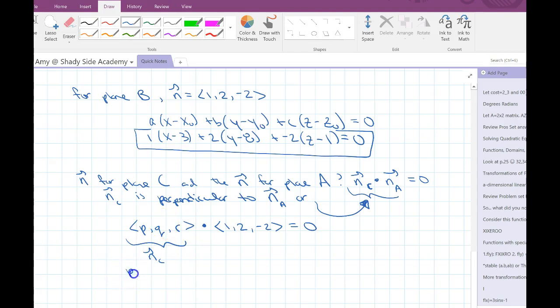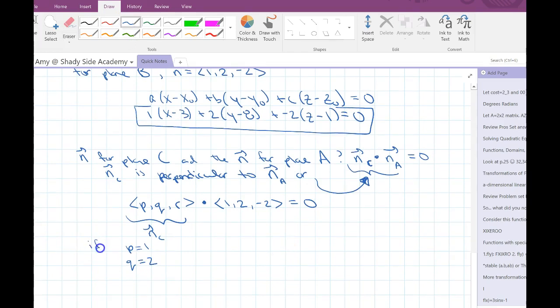I'm going to say let P equal 1. I'll let Q equal 1. Let's see. That gets me to 1 times 1 is 1. 1 times 2 is 2. 1 plus 2 equals 3. Okay, I don't want to deal with a fraction. So I'm going to make this P equal 1. Let's make Q equal 2. Okay, if P equals 1 and if Q equals 2, then this says 1 times 1 plus 2 times 2 plus R times -2 has to equal 0. And we're going to solve for R.